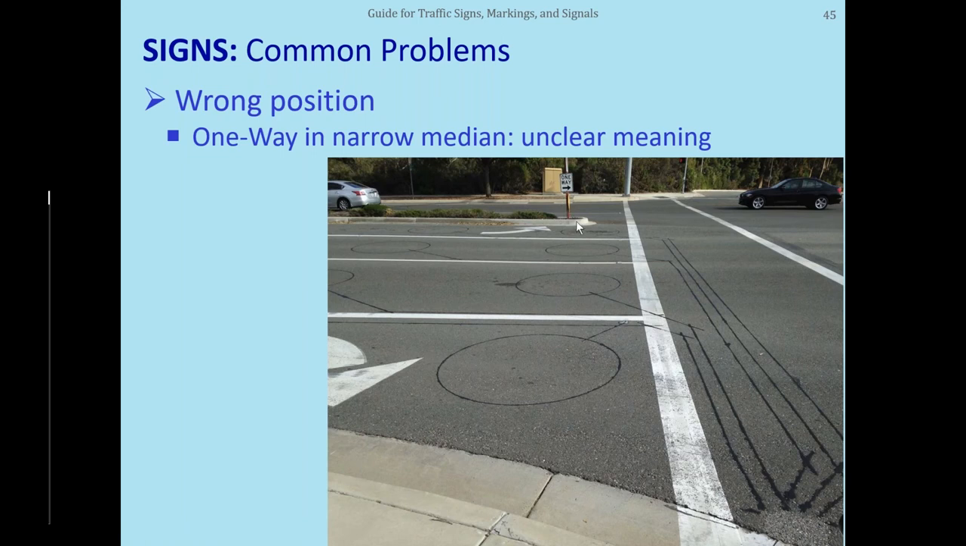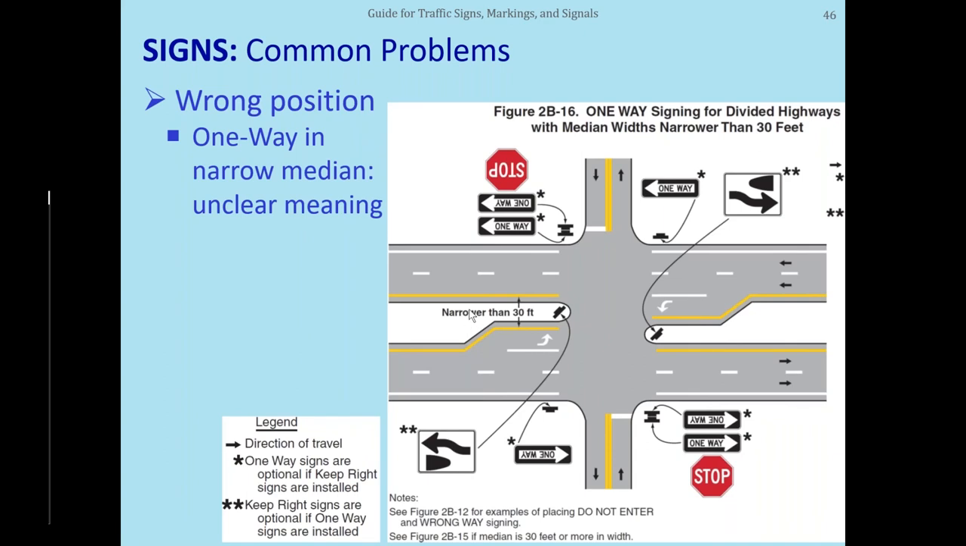The manual addresses this. Again, we can suspect because the writers of the manual have seen misuse such as this of one-way signs and have tried to provide clear direction about how to handle these situations. If your median is less than 30 feet, then you do not put one-way signs in the median. You do put, if you want to, one-way signs on the far sides. Notice it says the one-way signs are optional if you have the keep right signs here in the median noses. Again, if the median is less than 30 feet, do not put one-way signs in the median.